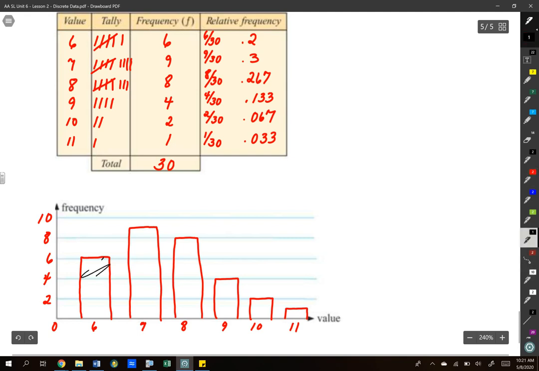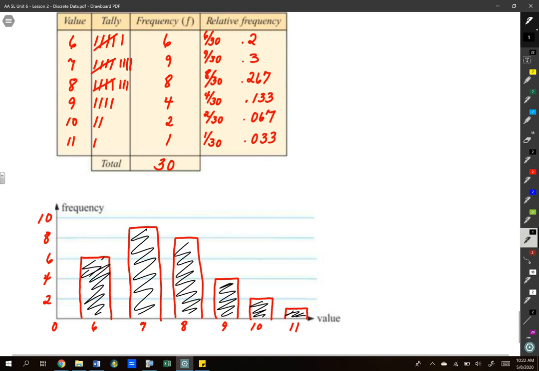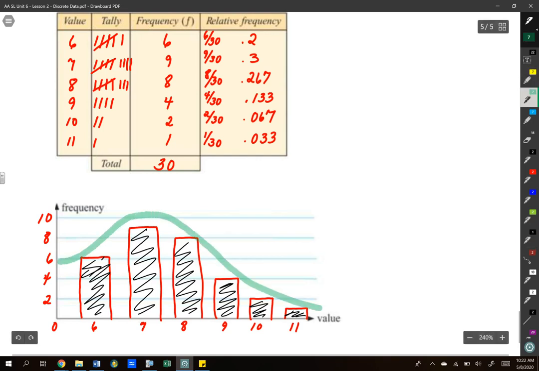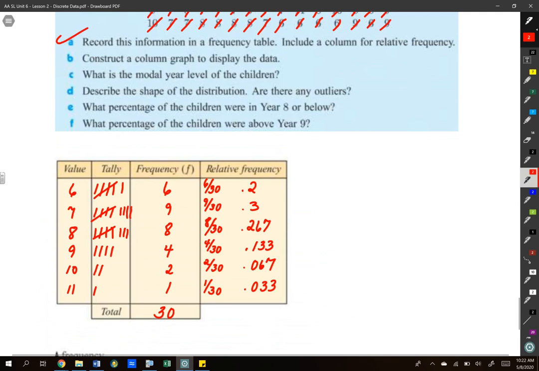And like I said, I just like to give it a little fill-in. It kind of helps the bar graph stand out a little bit. And I'm also going to draw just a line over it because I want to get an idea for the general shape in case I'm asked. There we go. Great. All right, so letter B, we constructed our column graph.